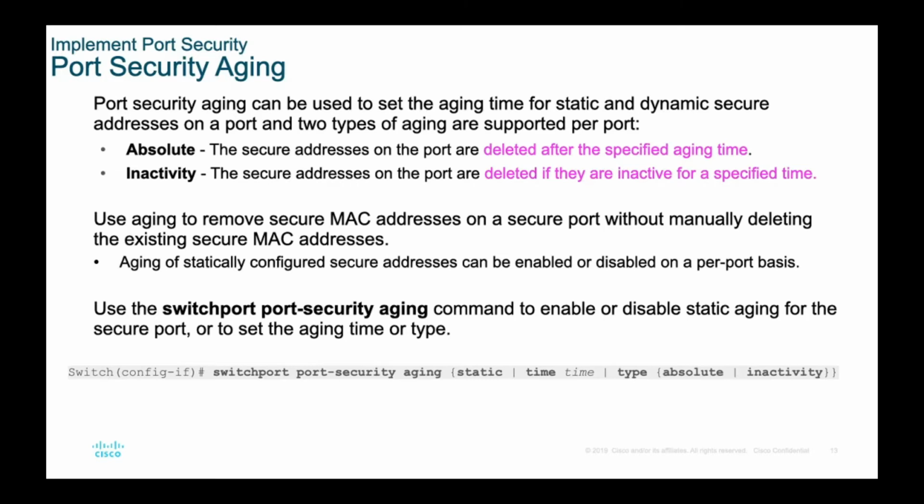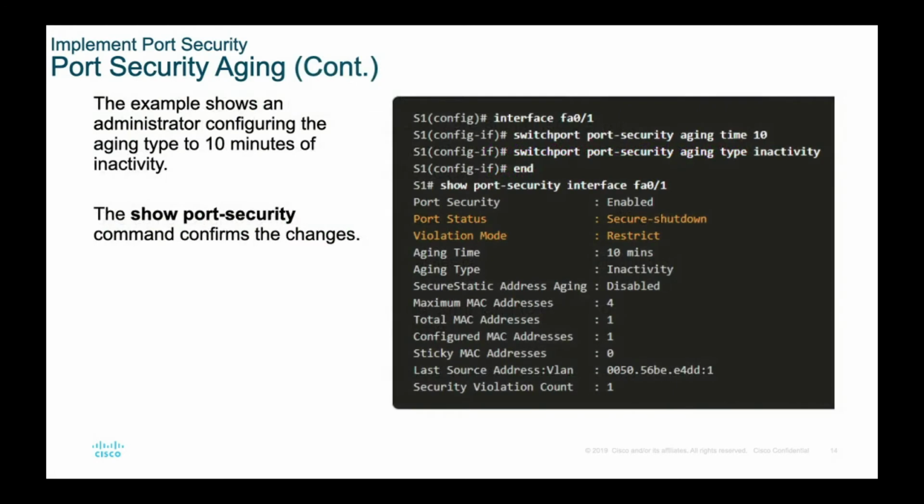There is another option: you must do switchport port-security aging type, and you must specify the type. Following type, you must put either absolute or inactivity. So the example here for interface FA0/1: you do switchport port-security aging time 10, which means the aging time is 10. You can see here after you do show port-security interface. And then you follow with switchport port-security aging type inactivity. So when you do show port-security interface, the aging type will be inactivity.